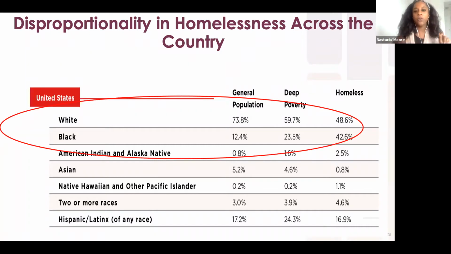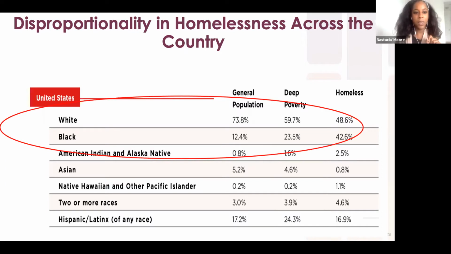And so, for instance, this is a part of bringing you into how we got here. We look at national numbers of people experiencing homelessness. And what we see is Black folks make up about 12% of the general population, but 42% of folks experiencing homelessness. That's almost 3 times the general population.